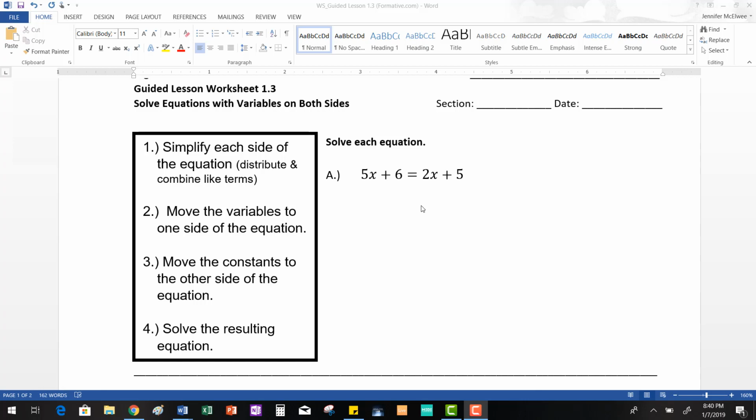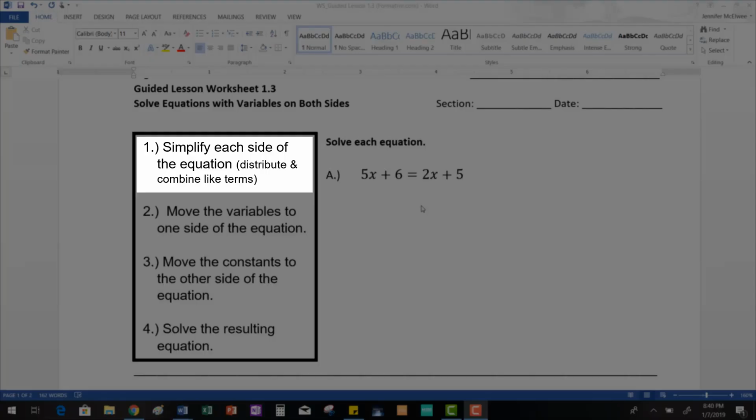So the first thing you're going to do when you have a new equation that you want to solve is simplify each side of the equation. Some problems you'll have to do that. For others, it'll already be done, so you won't have to worry about that. But if you do, those are steps where you would be distributing or combining like terms. These occur on a single side of the equation.